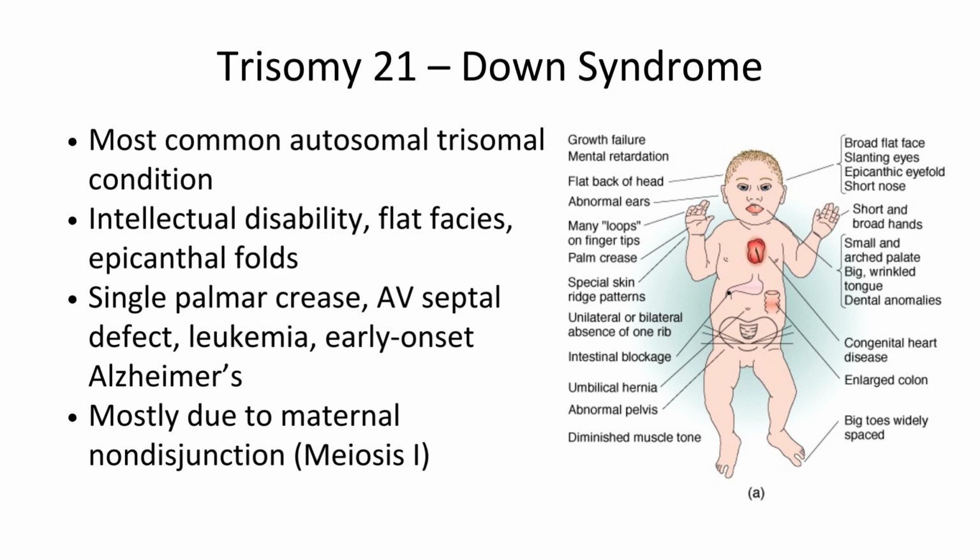Down syndrome, also called trisomy 21, is the most common autosomal trisomy that results in a viable birth. It's characterized by distinct facial features like flat facies and epicanthal folds, intellectual disability, and a single palmar crease. You'll also see associated congenital heart defects, particularly atrioventricular septal defects. Leukemia and early-onset Alzheimer's are important associations too. Most cases occur due to maternal nondisjunction during Meiosis I.